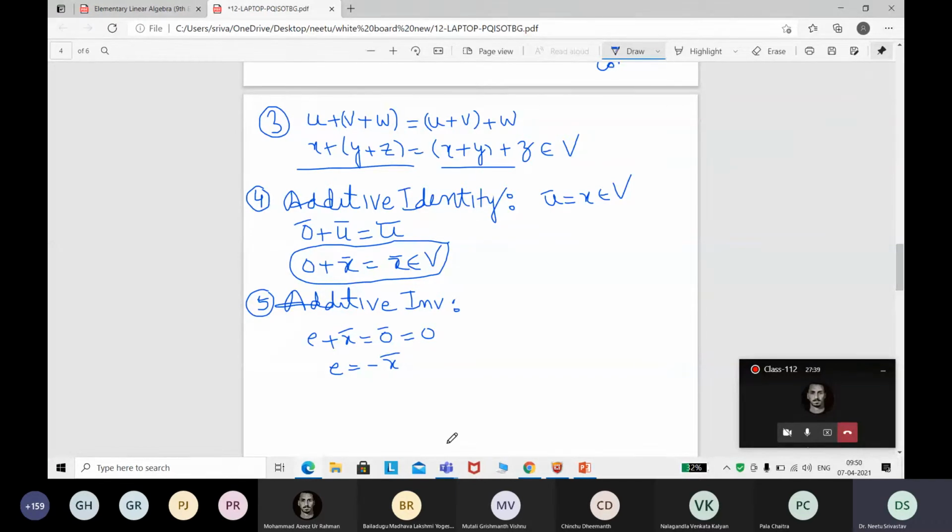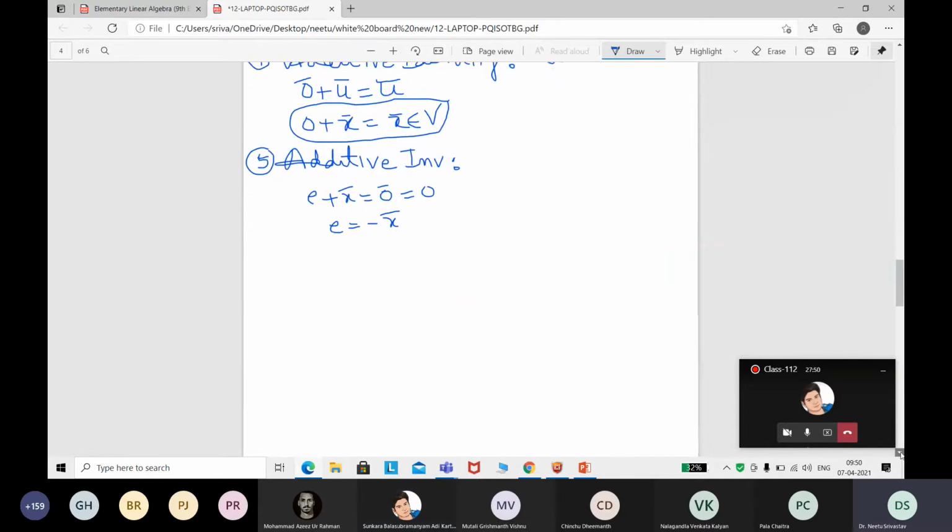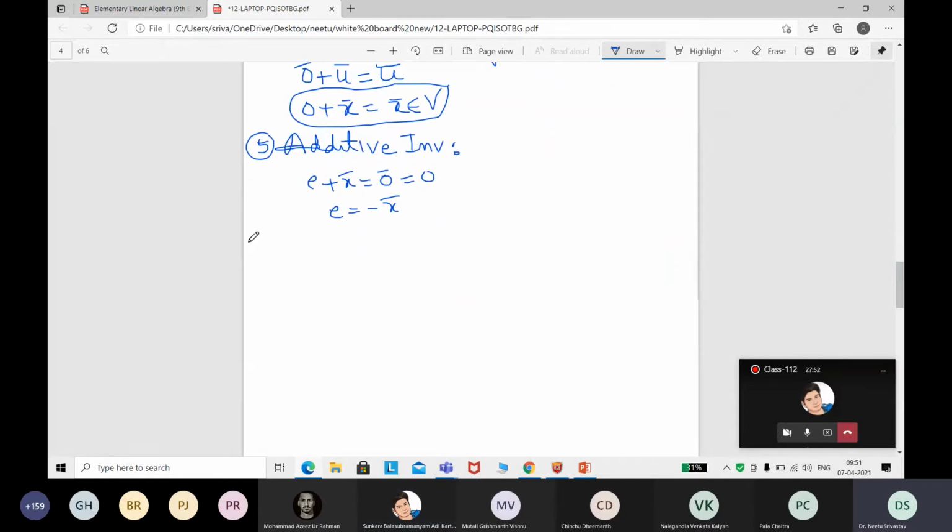Ma'am, what about that kx is equal to x power k? In the question they have mentioned kx. That will be scalar multiplication. So till now we did all verifications for additive identity and additive inverse. Now 6th onwards is scalar multiplication.